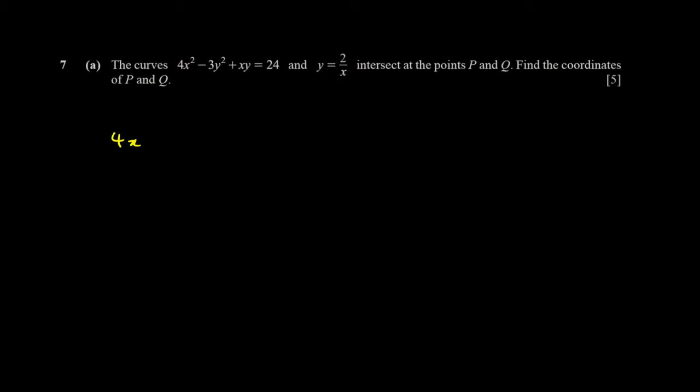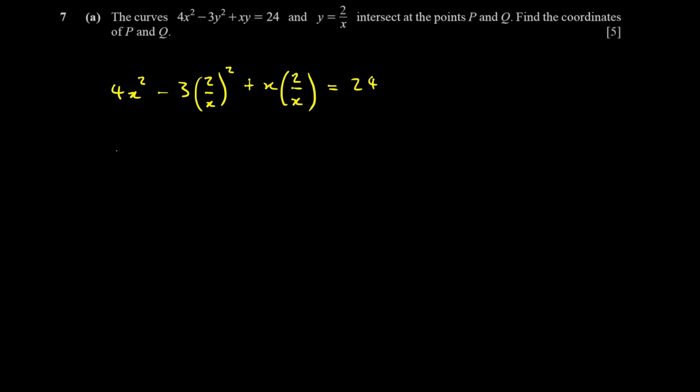So we've got 4x squared minus 3y, which is 2 upon x, all squared, plus x times y, which is 2 upon x, is equal to 24. All right, so let's try to simplify this. This is 4x squared minus 3 times 2 squared, which is 4, over x squared. So I'll put that in brackets there. Plus, well, the x's are going to cancel out there, so we're just left with 2 is equal to 24.